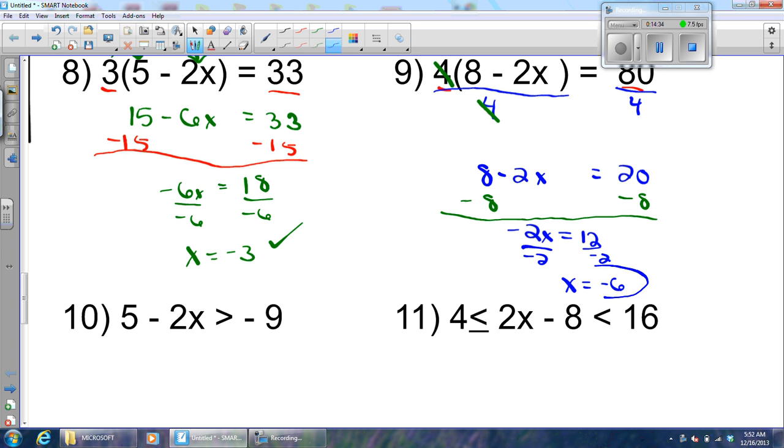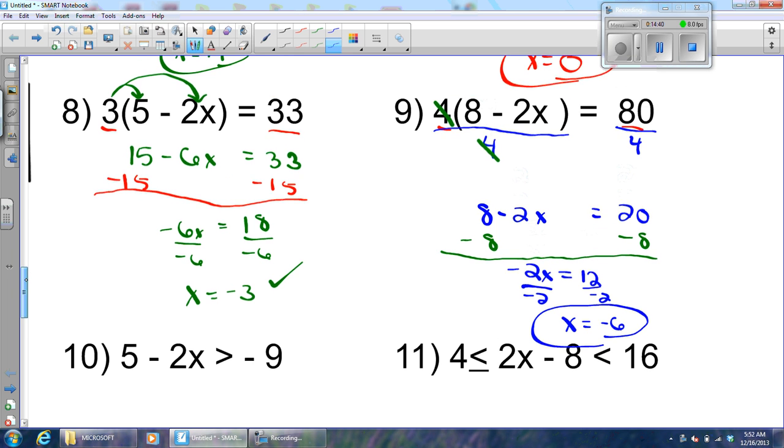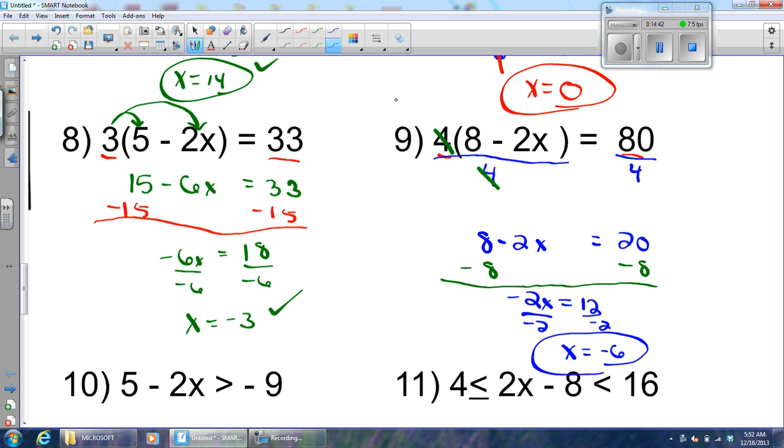And there you go. All right, checking it. I should go back to the original problem to check. Let's see here. We have 4 times the quantity of 8 minus 2 times negative 6. There's a 6 in there. All right, so inside the quantity, I'm going to have 8 plus 12. 8 plus 12 is 20. 20 times 4 is 80. Boom, it checks.